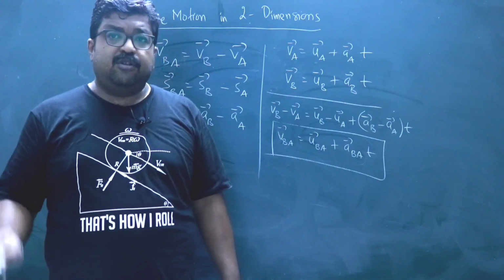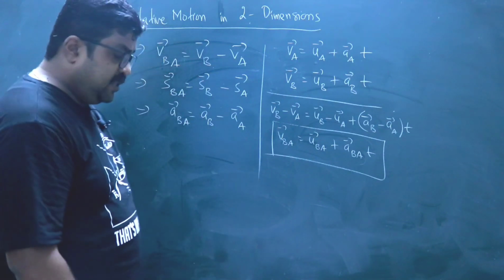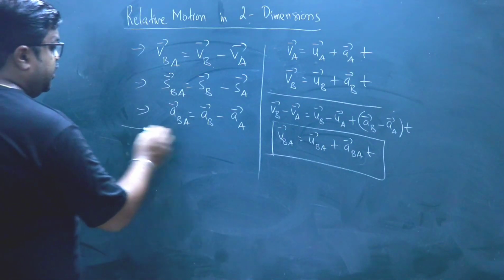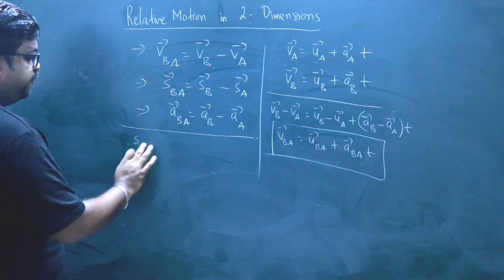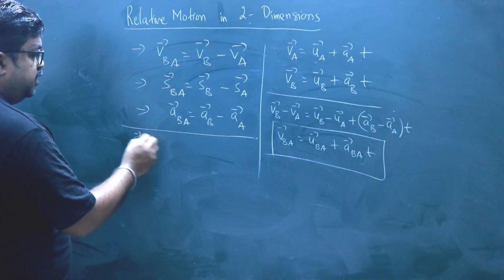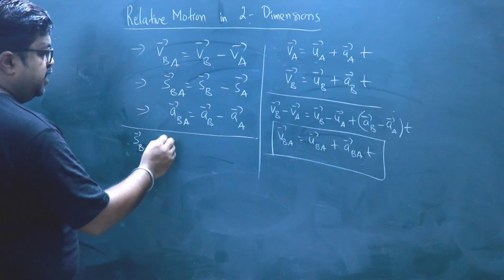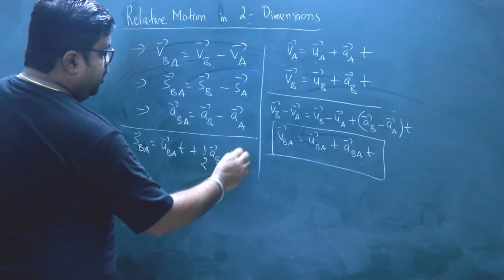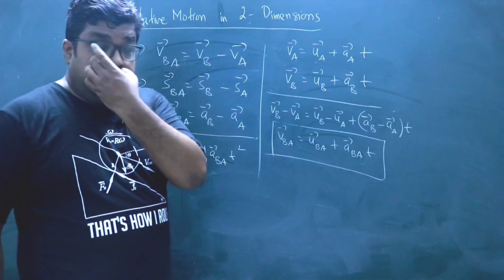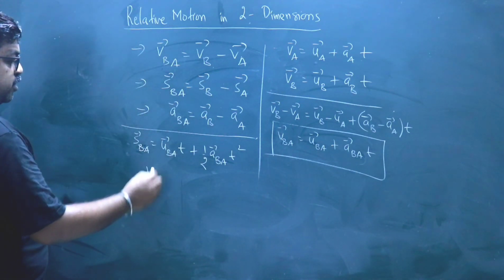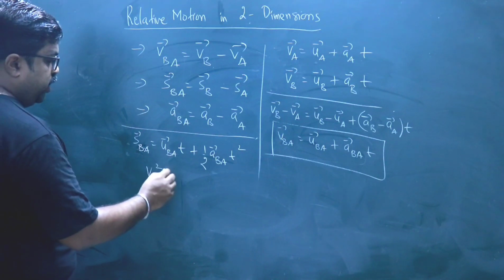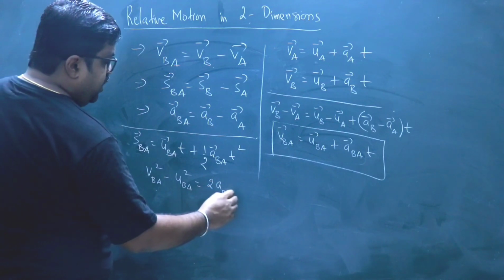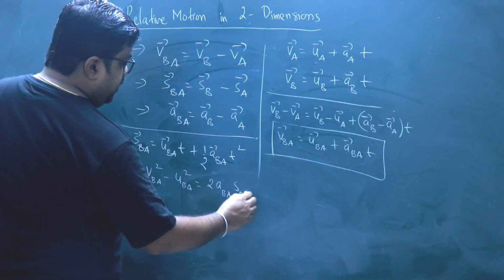Similarly, the relation S equal to ut plus half at square can be modified for relative displacement of B with respect to A. For that we can write SBA is equal to UBA into t plus half ABA into t square. And the last equation, VBA square minus UBA square is equal to twice ABA into SBA.